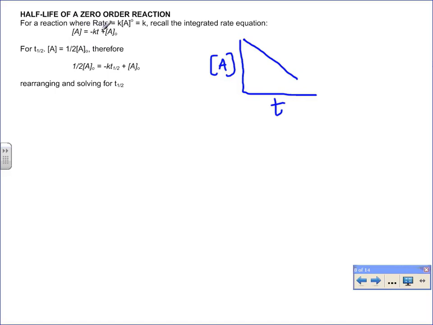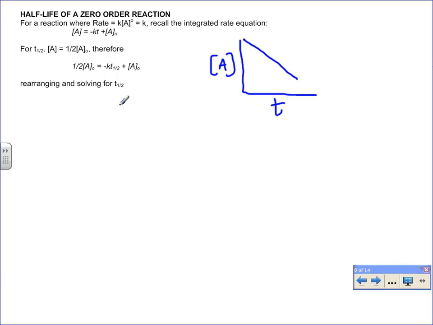A is equal to negative kt plus A naught. Now when we're looking at half-life, we're going to call it t half. It's the symbol we use for half-life, so it's the time of the half-life. At this point, the concentration of A is going to be equal to half the concentration of A naught. So what I've done from here to here is I've subbed this relationship into this one. A is equal to half of A naught, and I've simply replaced the t with a t half to be specific.